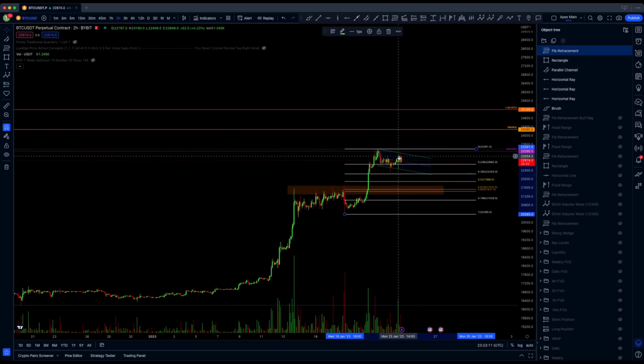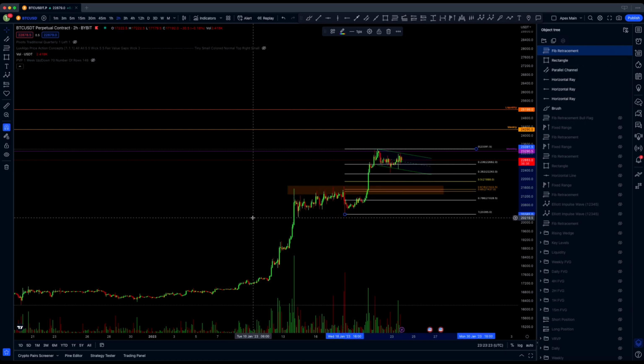So the idea would be, if we do break up, whether we take some more liquidity at the monthly, if we go a little bit higher, I would still be looking at this area for a nice take profit, or at least your first level of take profit. So just keep that in mind.